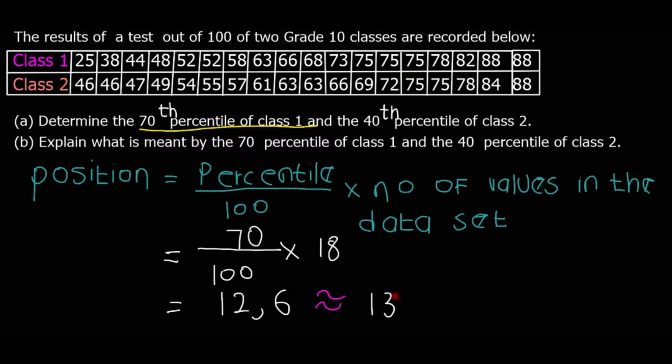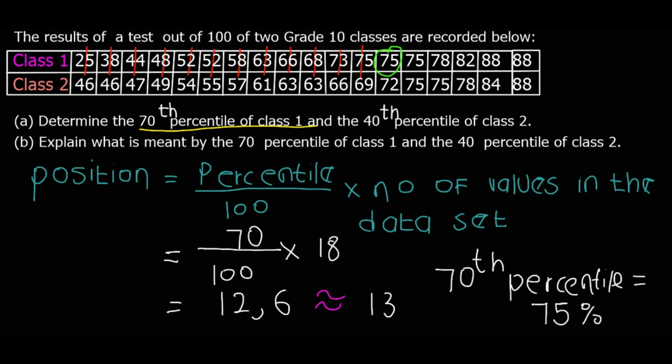So the position is 13, which means we go to position 13 to find the percentile. Let's count: position 1, position 2, position 3, position 4, position 5, position 6, position 7, 8, 9, 10, 11, 12, and then 13, where we find 75. So this means the 70th percentile is 75%. That's how we calculate the percentile.